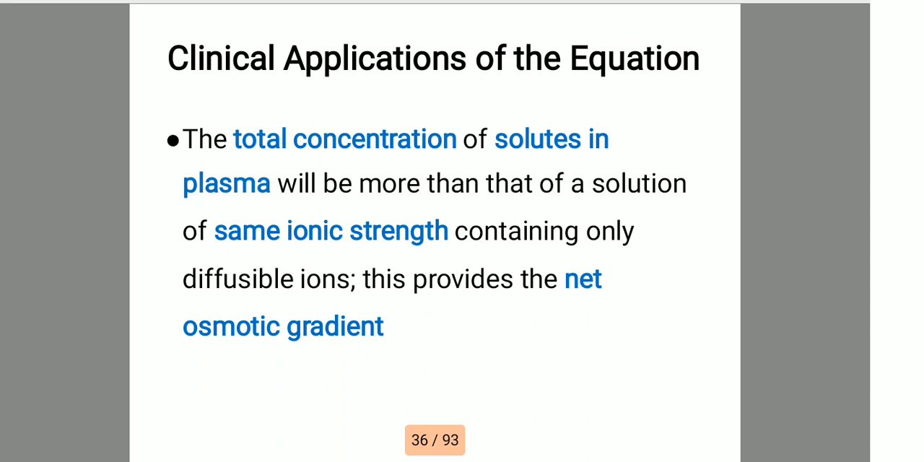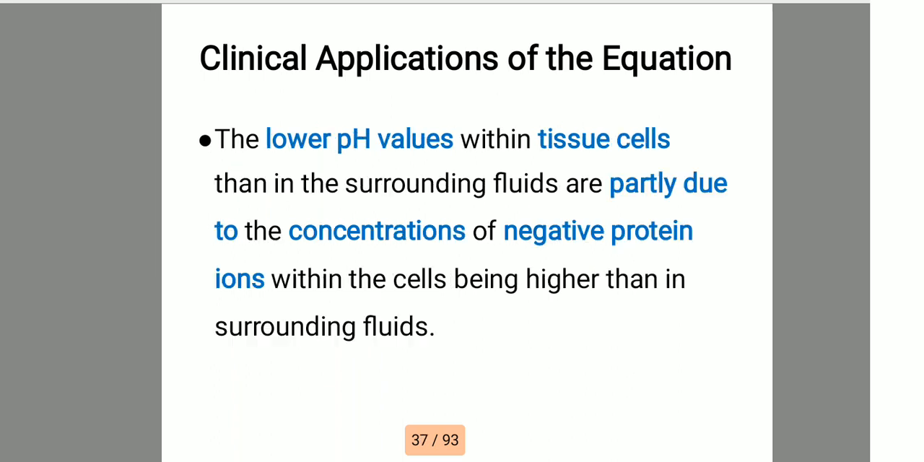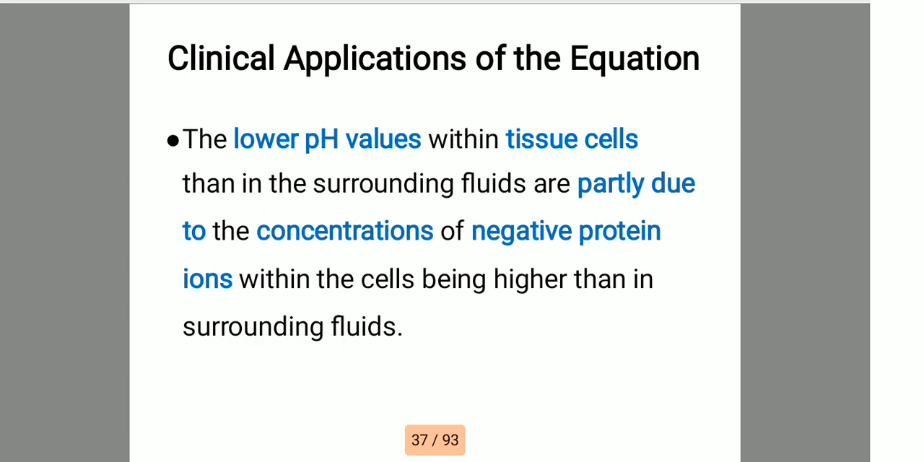Coming to the clinical applications of the equation. First, the total concentration of solutes in plasma will be more than that of a solution of the same ionic strength containing only diffusible ions. This provides a net osmotic gradient. 2. The lower pH values within tissue cells than in surrounding fluids are partly due to the concentrations of negative protein ions within the cells being higher than in the surrounding fluids.